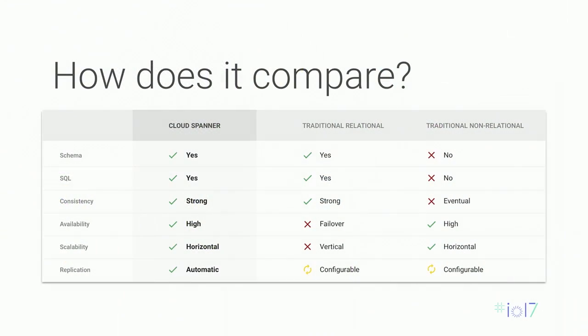So the question is, so what? You've said a bunch of words, you've said a bunch of things, database terms. What does that actually mean? So what Cloud Spanner allows you to do is have the horizontal scalability of a NoSQL solution with the relational and transactional characteristics of a relational database.